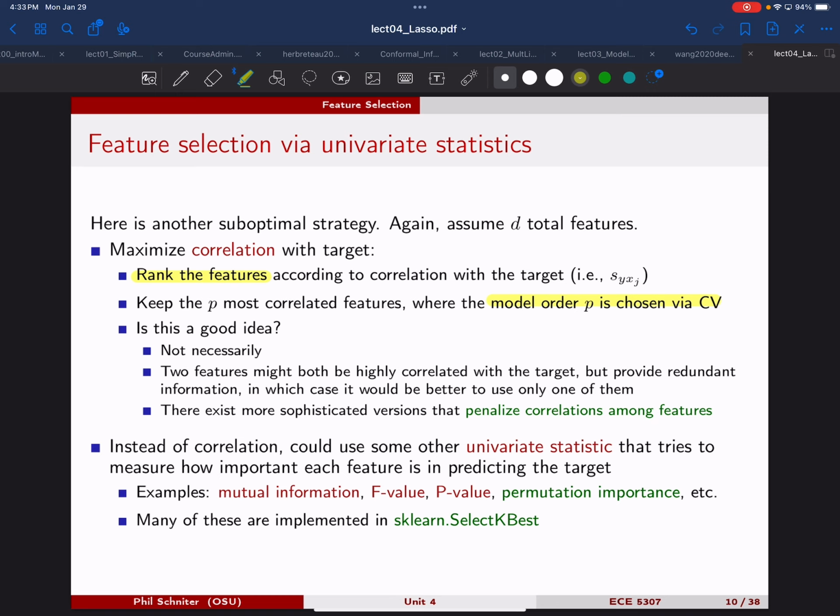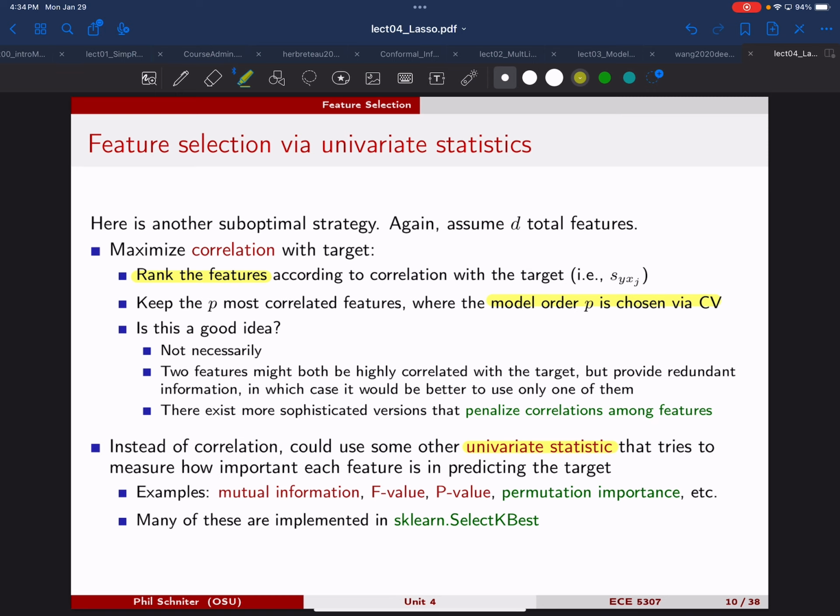And there definitely are more complicated versions where they somehow try to penalize cross-correlations among the features while rewarding correlations with the target. And then correlation is not the only choice. There are all sorts of different statistics that you could use that try to tell you something about how good an individual feature is at predicting a target. They're so-called univariate statistics because they just depend on a single feature. Not multivariate, which would be like looking at a whole bunch of features together. There's just one feature at a time compared to the target.